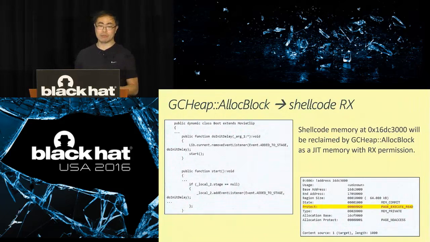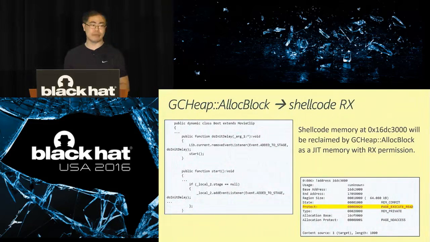the GC heap alloc block will actually try to allocate the JIT memory from this free list space. And it will just reuse the byte array we allocated before, and change the permission bit to RX. So this is the technique they were using to actually achieve code execution. But this one is actually fixed. The fix is very obvious, right? Whenever you allocate a new JIT memory, you just clean up the whole memory to 0 or something, then your shellcode will be gone. So you don't have any access to the shellcode and nothing will be executed.